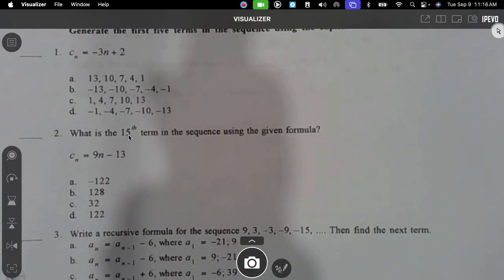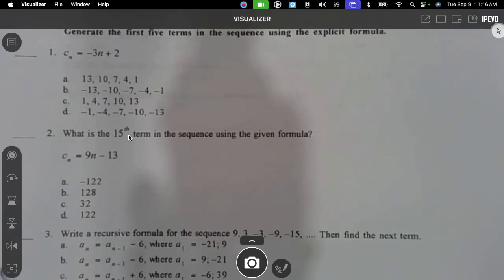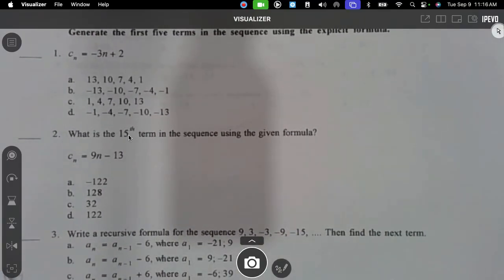So, this one, it says, get the first 5 terms using the formula. So, you're going to plug in 1, 2, 3, 4, and 5. Does everybody understand why we're picking those numbers? Because the first term, how do you find the first term? You plug in 1 to find the first term. So, -3 times 1 plus 2. I would just type that in my calculator.